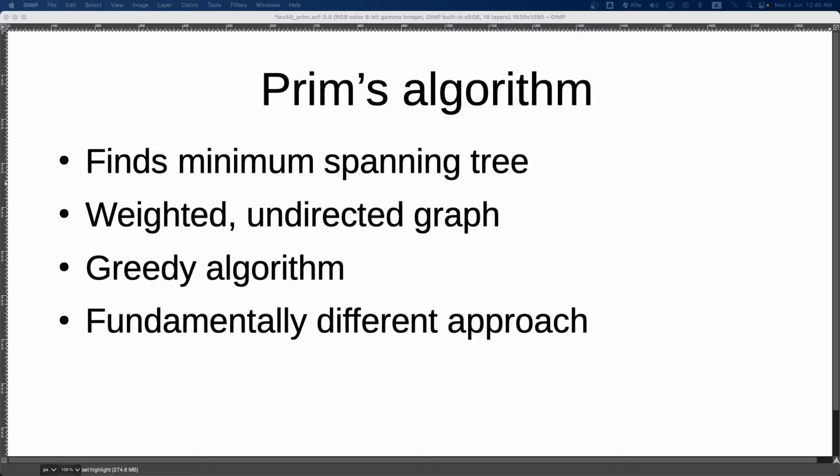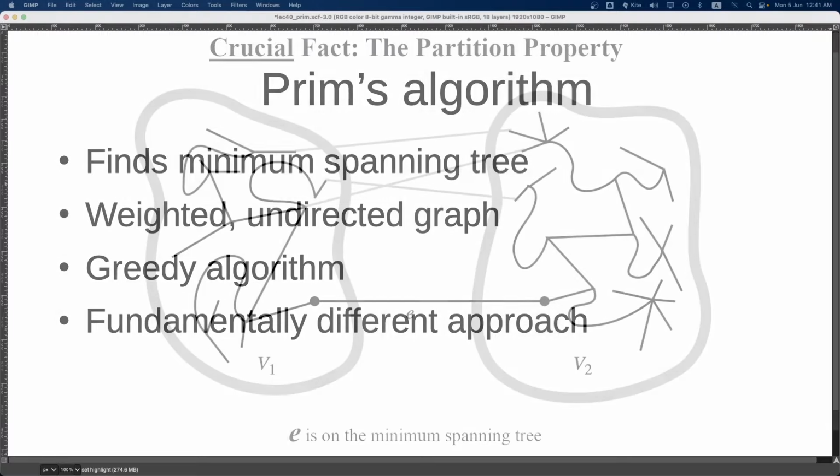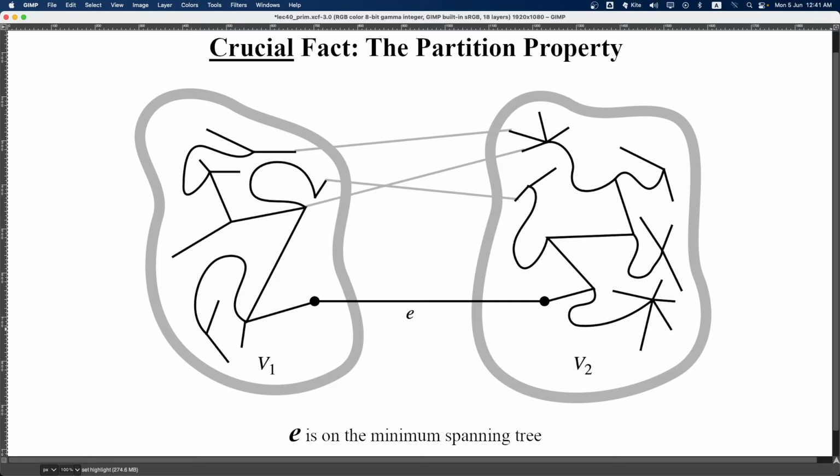Just like Kruskal's algorithm, Prim's algorithm finds the minimum spanning tree of a weighted and undirected graph. And again, like Kruskal, Prim is a greedy algorithm, but unlike Kruskal, it takes a fundamentally different approach to finding the minimum spanning tree. Before we dive into the actual Prim's algorithm, we need to discuss an extremely crucial fact about undirected weighted graphs.